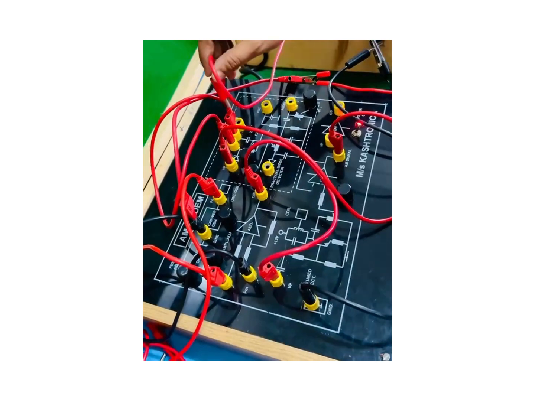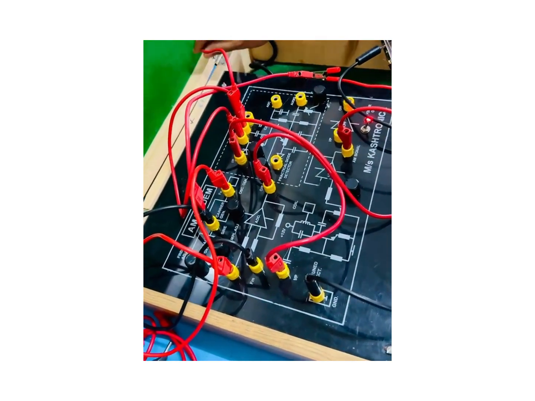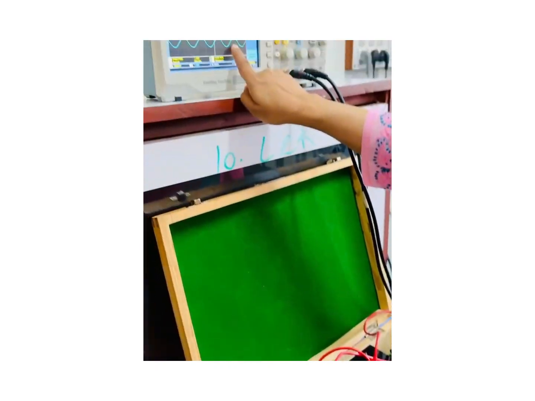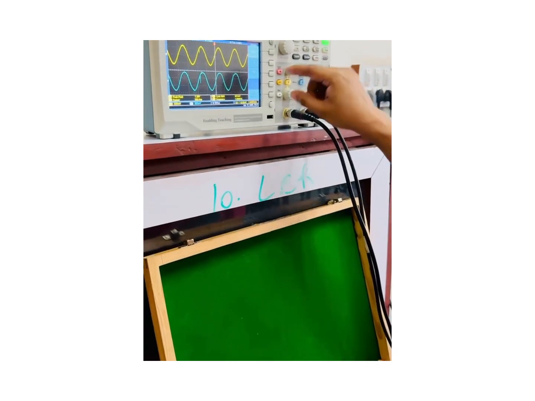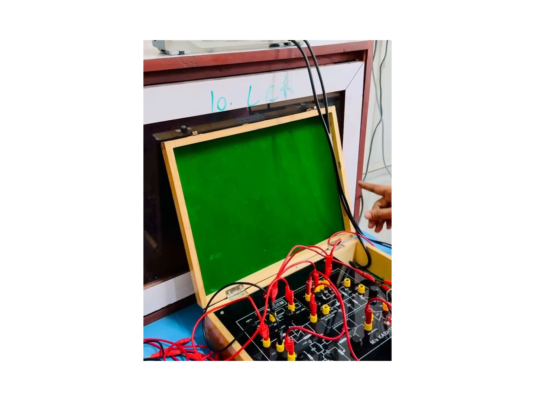If we connect the output probe to the output at the capacitor C1, we can see at channel 2 that the demodulated signal resembles the modulating signal.